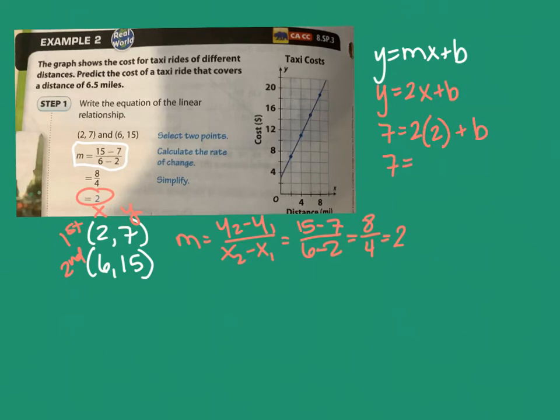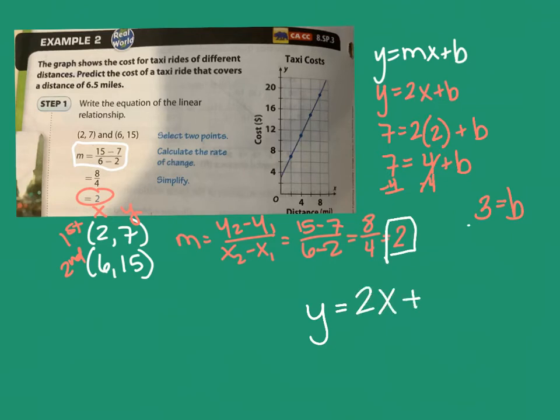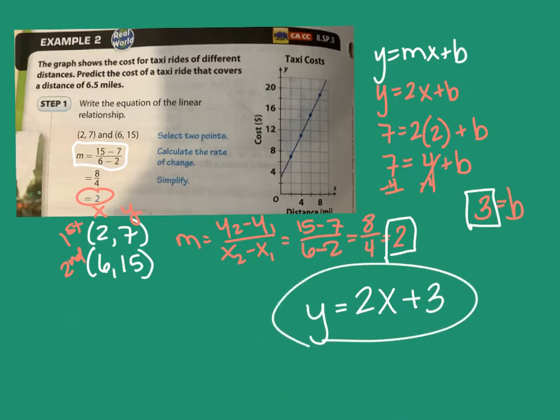7 equals 2 times 2, which is 4, plus b. And then isolate the variable. It's hanging out with a positive 4. Do the inverse or the opposite. Subtract 4. That cancels. That gives me b equals 3. So it was, in fact, 3 exactly. My equation is y equals, we had solved for the slope m right here, 2x plus, we solved for the y-intercept, 3, and there is our answer.